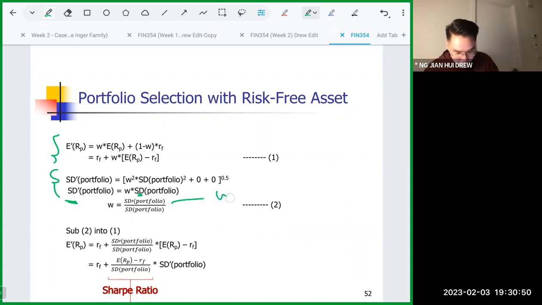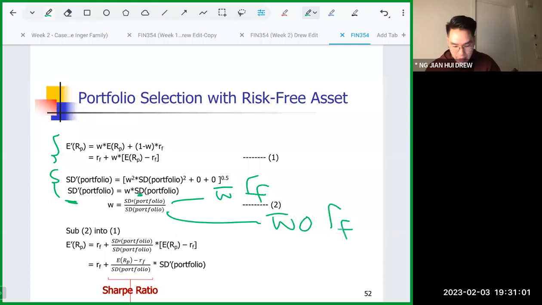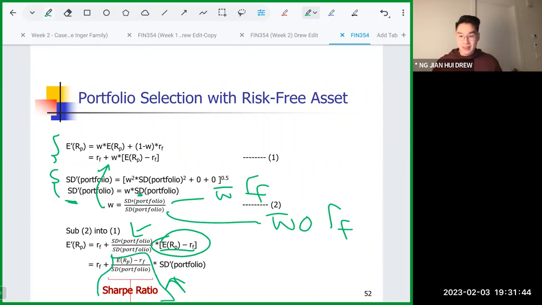So I'm just going to write here with RF. So this is with the risk-free asset, this one is without RF, okay? And so what happens is that I'm going to plug in W inside this equation here to get you this. And then what I'm going to do is shift the SD portfolio, without the apostrophe, underneath this term here, okay? Which is what's happening here, then multiply by SD apostrophe portfolio. So I'm just shifting a little. And if you remember your year one, we learned this thing called the Sharpe ratio, or risk and reward ratio. What happens is that we actually get this beautiful ratio here called the Sharpe ratio, all right?